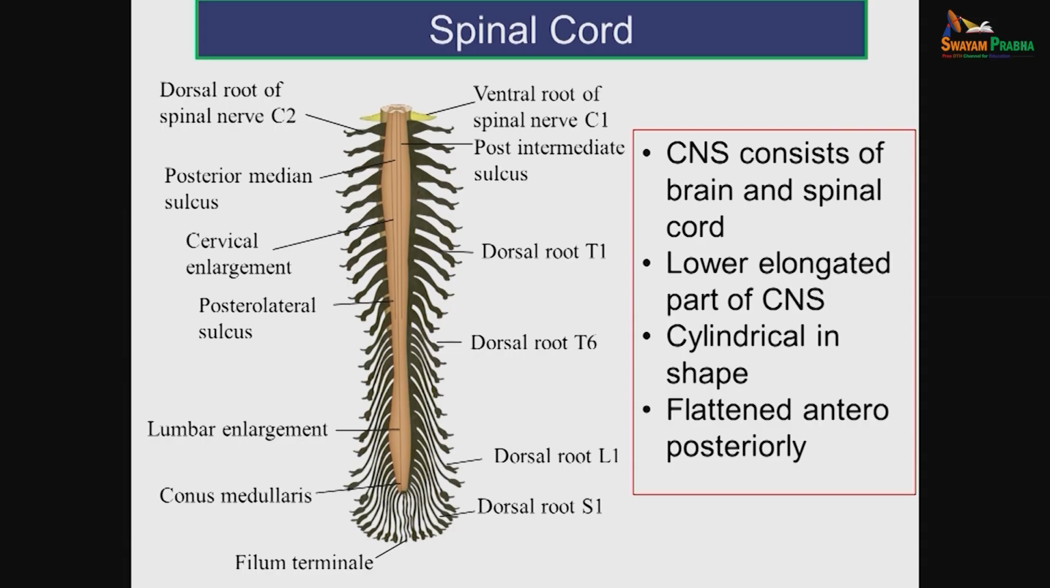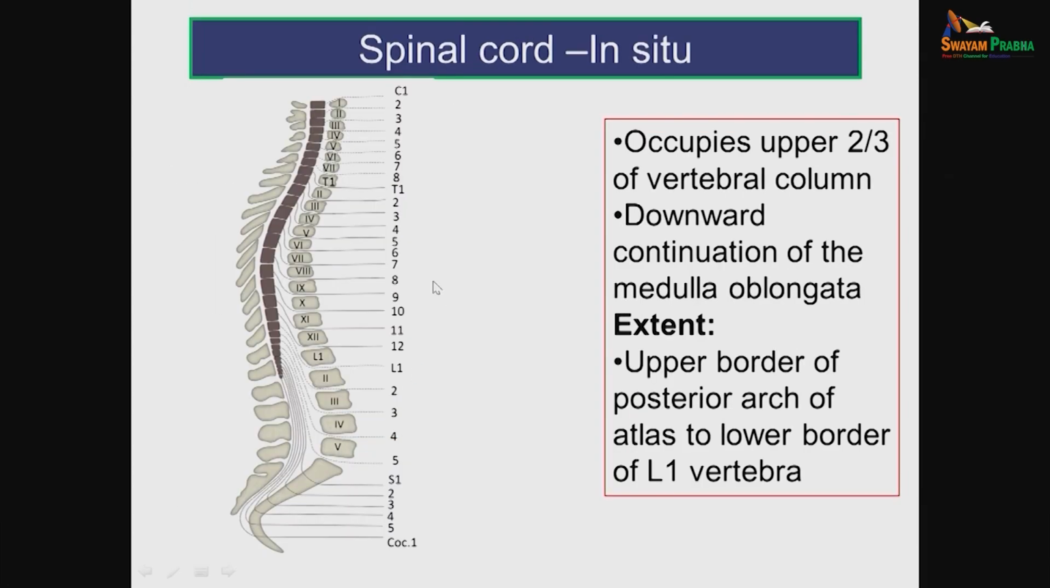We will start with the introduction to the spinal cord. As you all know, the central nervous system consists of the brain and spinal cord. So, the spinal cord is the lower elongated part of the central nervous system, which is cylindrical in shape. It is also flattened anteroposteriorly. This is the cord which is seen. This is the spinal cord in situ within the vertebral column. The spinal cord occupies the upper 2/3 of the vertebral column. You can see from this picture that it occupies the upper 2/3 of the vertebral column.